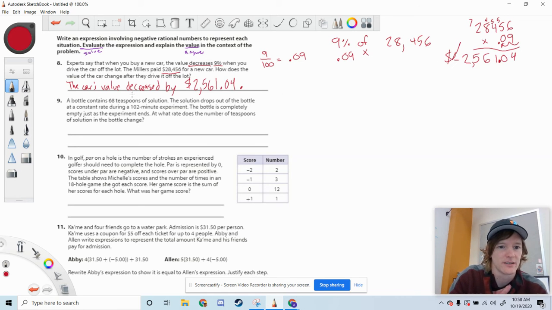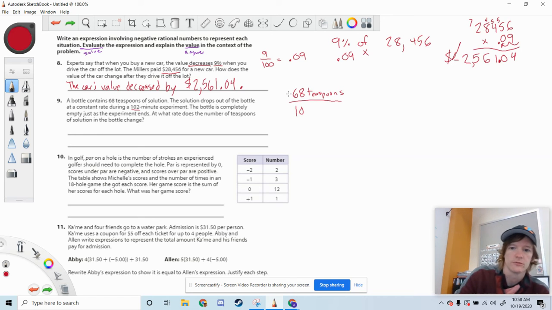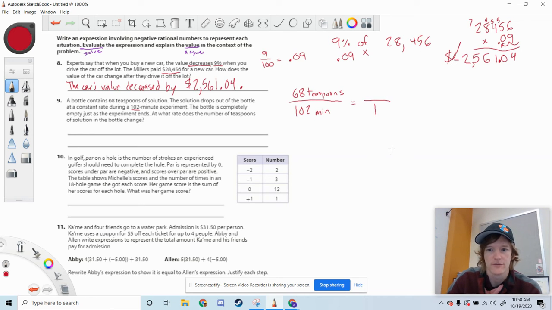Number 9, a bottle contains 68 teaspoons of solution. The solution drops out of the bottle at a constant rate during 102 minutes of an experiment. The bottle is completely empty just as the experiment ends. At what rate does the number of teaspoons of solution in the bottle change? So we have a total of 68 teaspoons, which drips out at 102 minutes. I want to find out what that is for 1 minute.